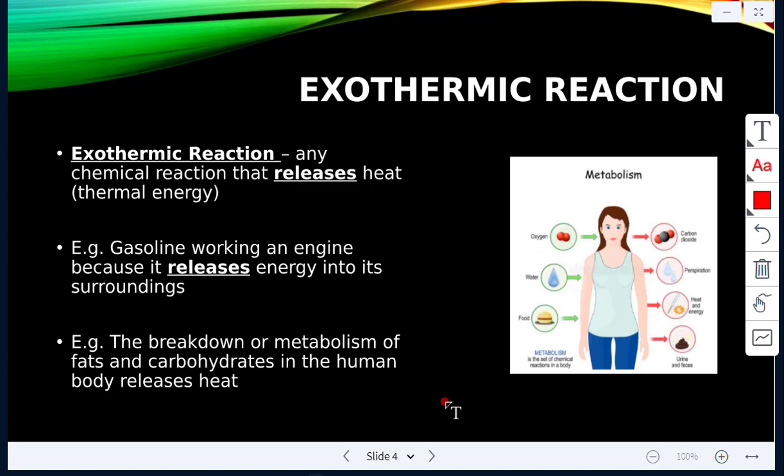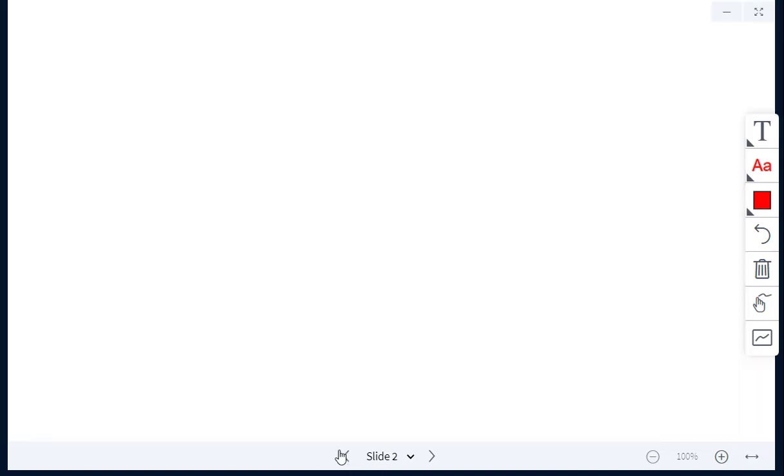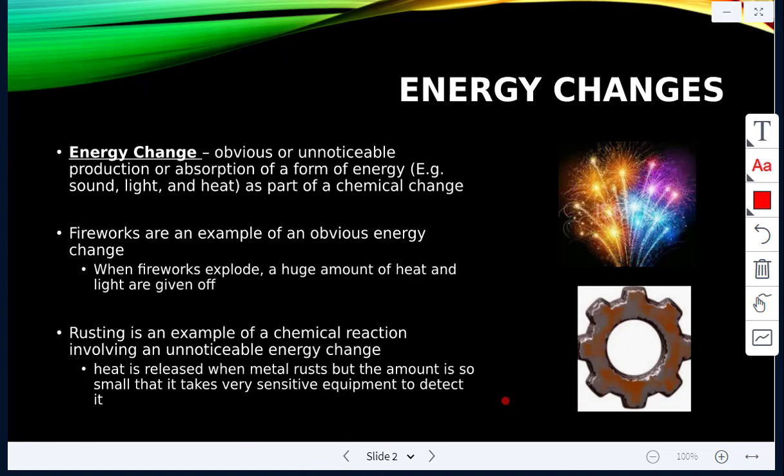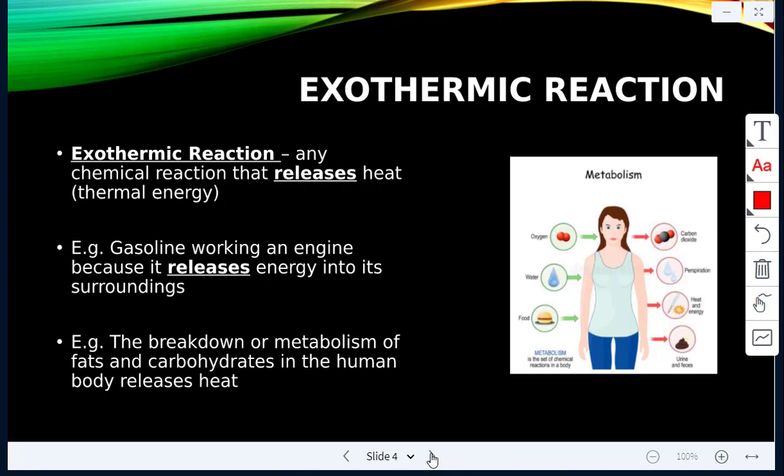Another example is metabolism, the breakdown of food, the breakdown of nutrients like fats and carbohydrates in the human body, which also releases heat. And then that other obvious example, fireworks, would also be an exothermic reaction because there's a release of heat.